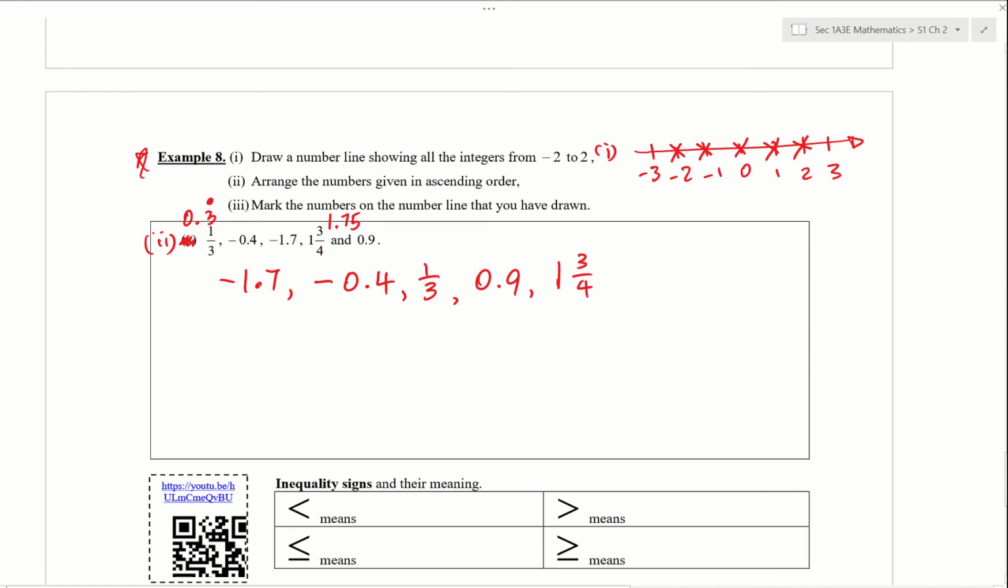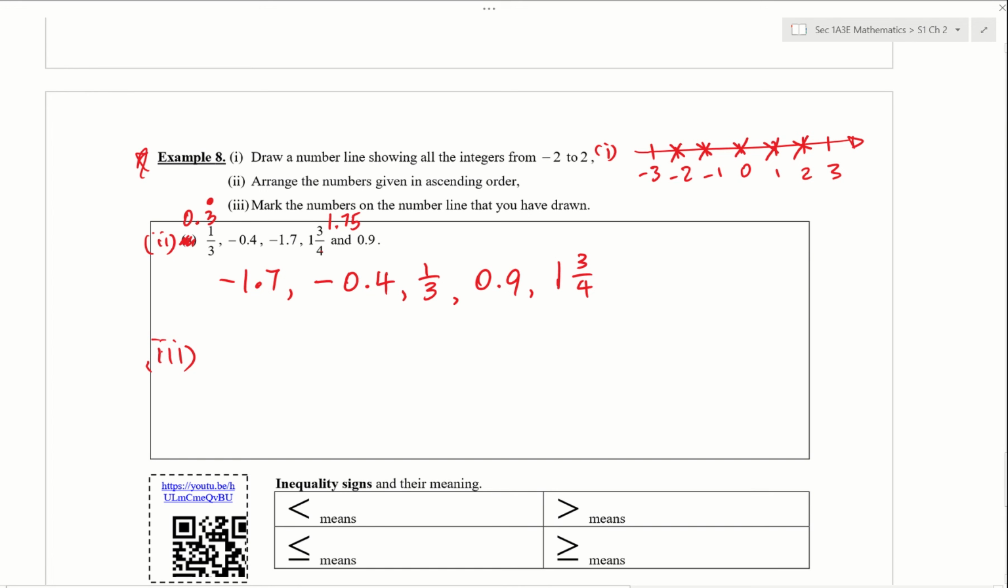Any questions? Anybody uncomfortable with negative numbers? For negative numbers, you use the idea of money to help you understand it, or negative temperatures. Okay? So let's continue with part 3.